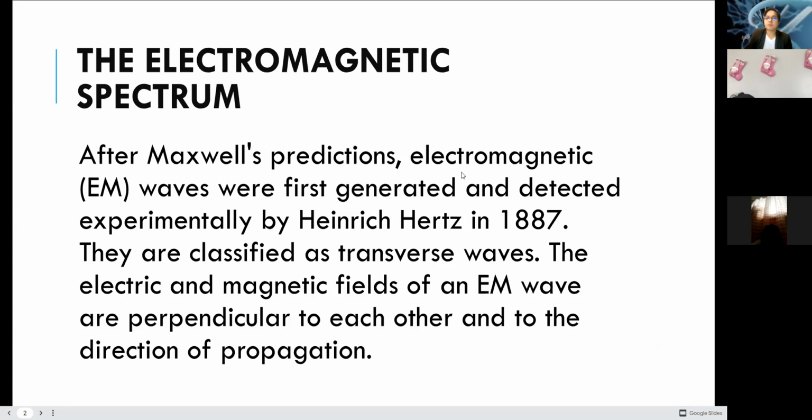Electromagnetic spectrum. After Maxwell's predictions, electromagnetic or EM waves were first generated and detected experimentally by Heinrich Hertz. Hence, we have megahertz, kilohertz, hertz, which are named after Heinrich Hertz in 1887. They are classified as transverse waves. The electric and magnetic fields of an EM wave are perpendicular to each other and to the direction of propagation. Let's tackle more about this later.